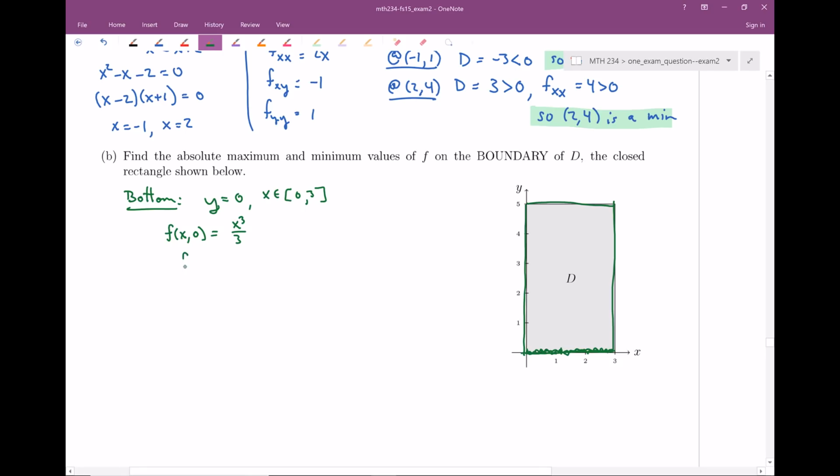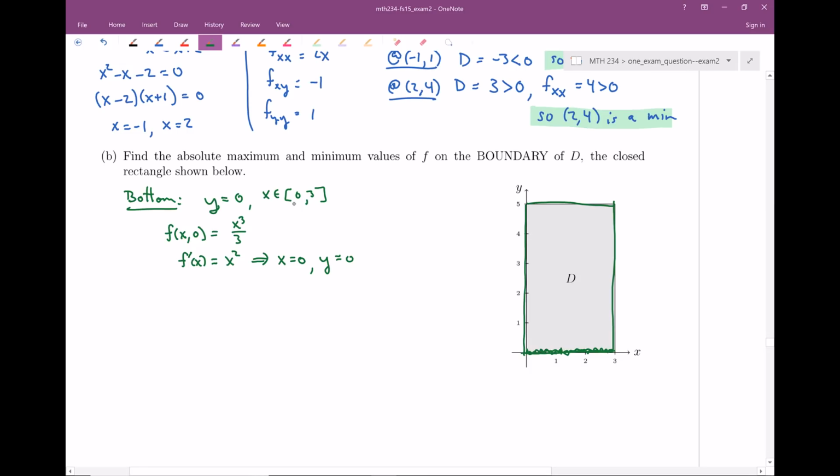So let's go ahead and maybe take the derivative of this, f prime of x. That's going to be equal to x squared. And so this is equal to 0 when x is equal to 0. So at x equals 0, and of course, remember, we're on the line y equals 0. So x equals 0, y equals 0 is a point of interest. Right? Maybe it's a min, maybe it's a max.